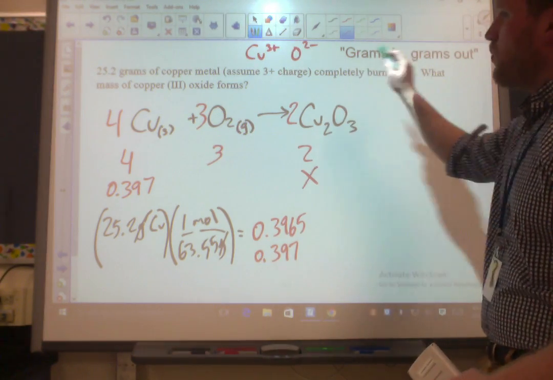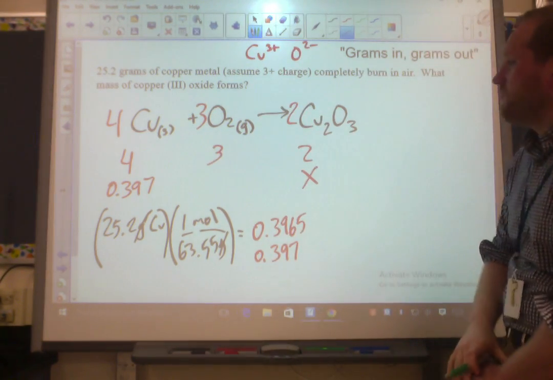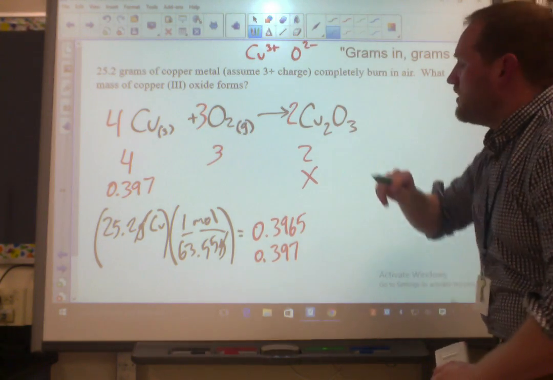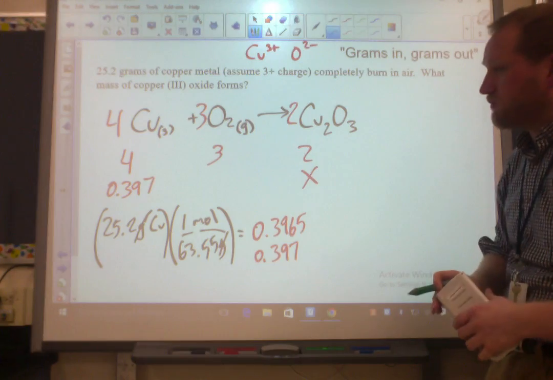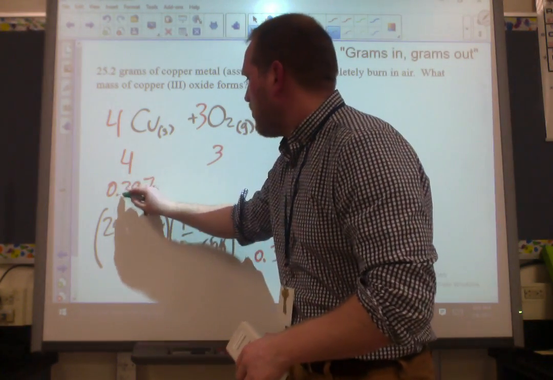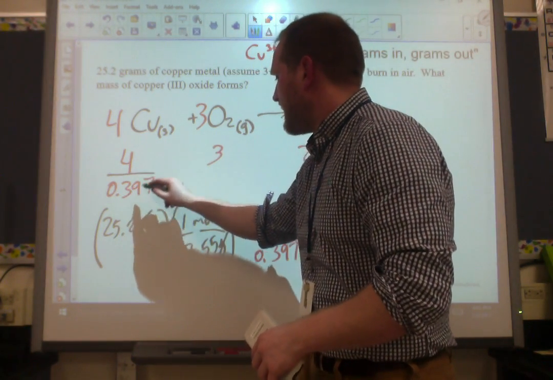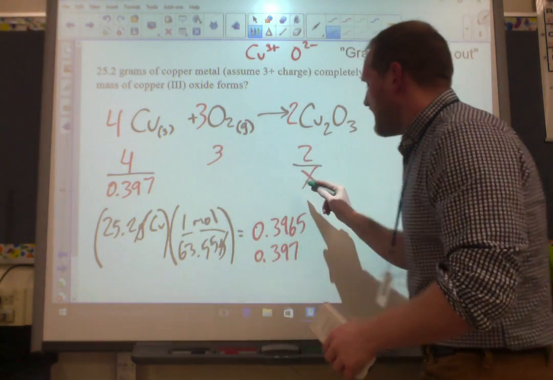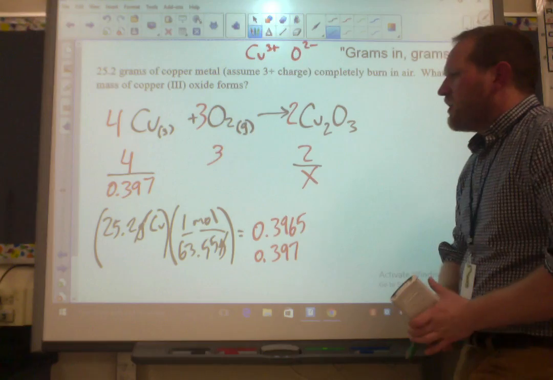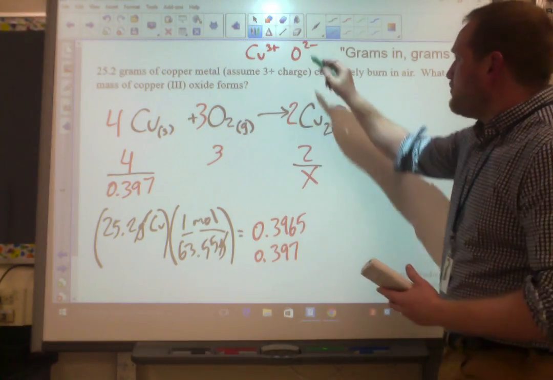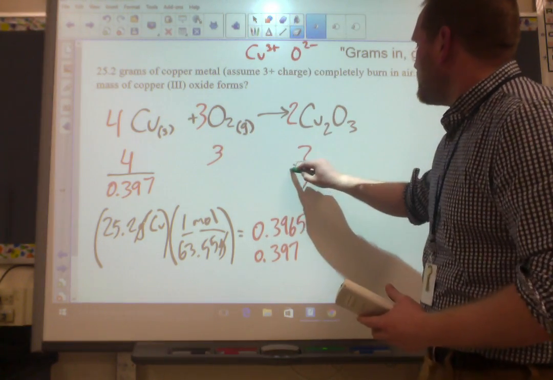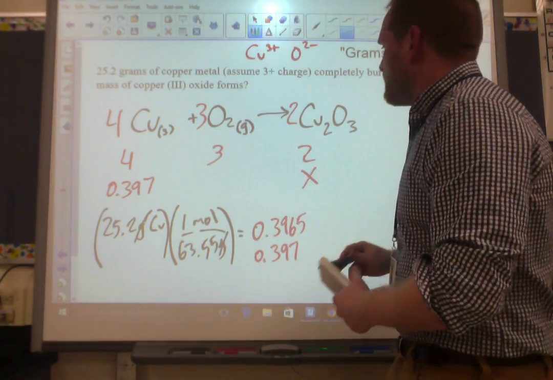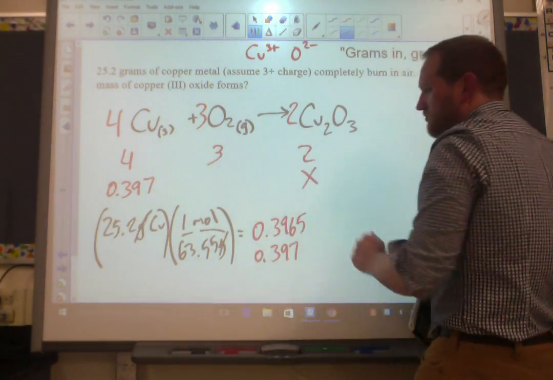Because it says what mass of copper 3 oxide forms. So again, at this point, you have 2 options. You can work it out using the cross multiplying, where I would say 4 over 0.397 equals 2 over x. 4x equals 2 times that, and you get your answer. But what I would prefer to do in this case, this looks like a nice, easy mole ratio for me to see. So it's a 4 to 2 mole ratio.